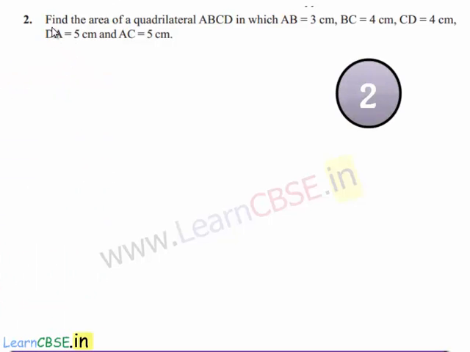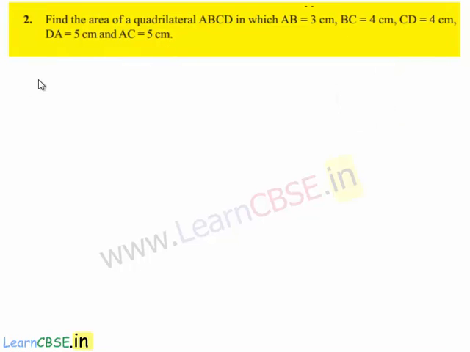Now let us move on to the second question. Find the area of a quadrilateral ABCD in which AB is equal to 3 centimeters, BC is equal to 4 centimeters, CD is equal to 4 centimeters, DA is equal to 5 centimeters and AC is equal to 5 centimeters. So let's move on to the solution.